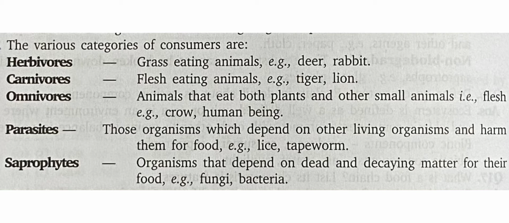Next is carnivores. They are flesh eating animals, for example tiger, lion, etc. Omnivores. They are the animals that eat both plants and other small animals, for example crow, human beings, etc.